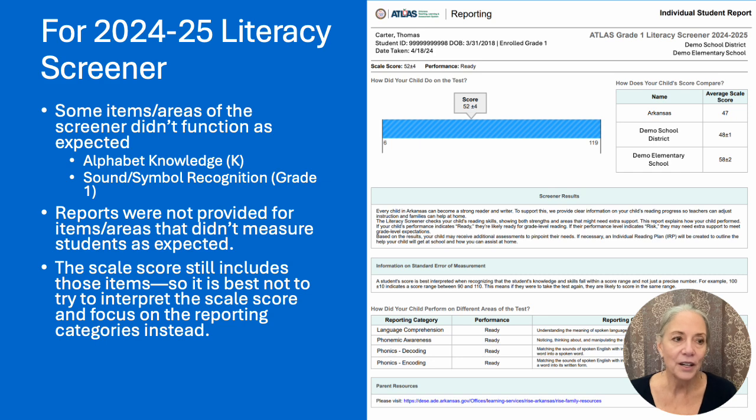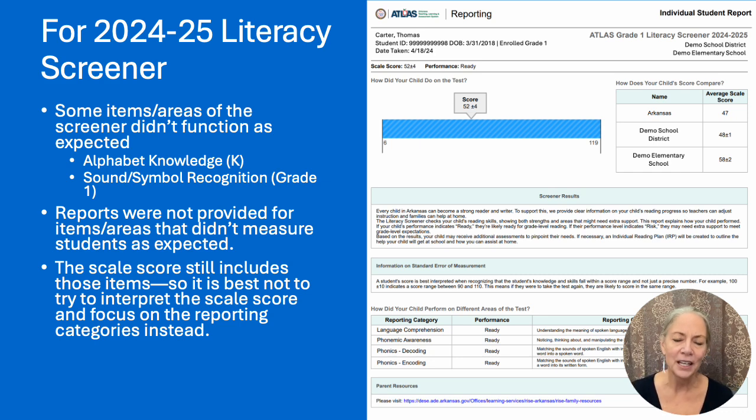So the screener has these detailed reports, but there's a few important things to know about the results this year. The screener was built in a very short amount of time to meet the law, the LEARNS Act, that requires that the screeners be given at this point in time at the beginning of this school year. And because it had to be built to meet this deadline, some of the items that were used didn't function exactly as they were expected to.